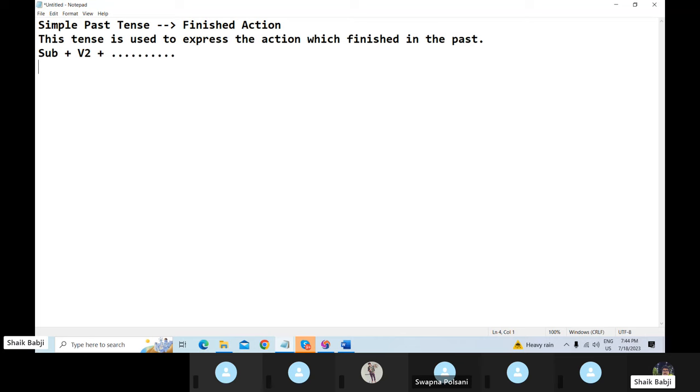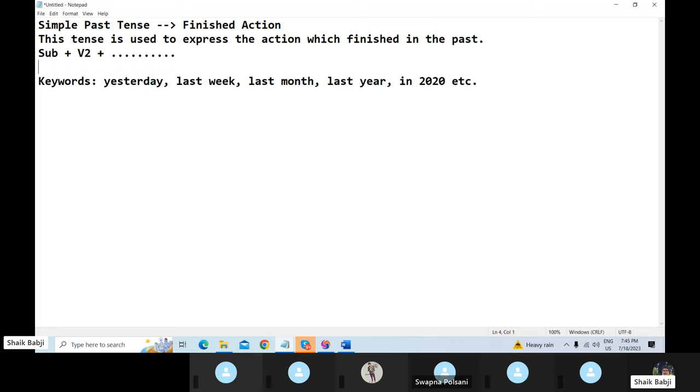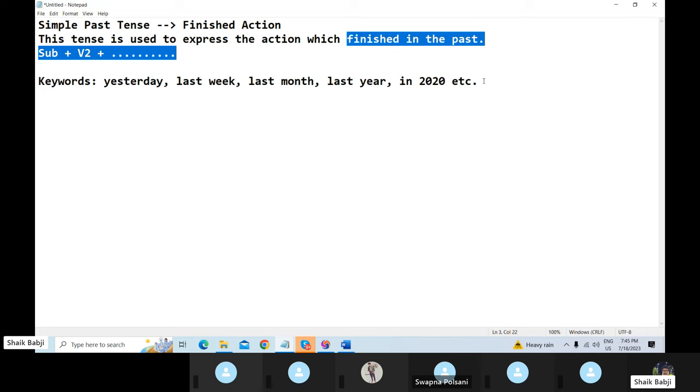In this tense, let's see some of the keywords which we use: yesterday, last week, last month, last year, in 2020, etc. These are the keywords that can be used in this tense. What is the structure? Subject plus V2 plus something. What is this tense? To express finished action, meaning finished in the past.